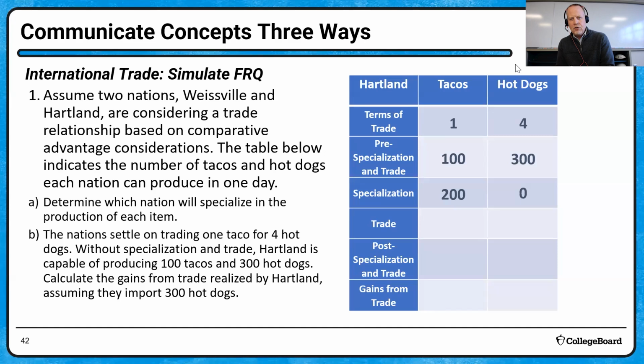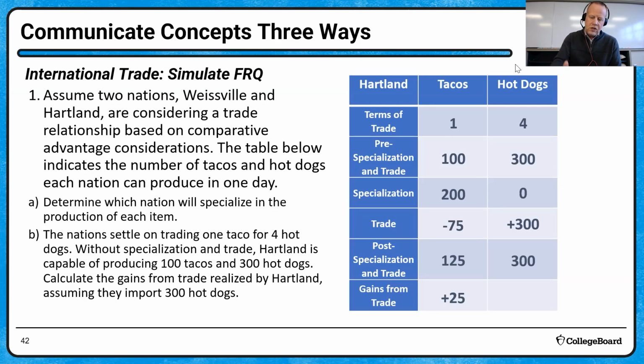In order to acquire those 300 hot dogs, what do they have to do? They have to give up some tacos. With terms of trade being 1 to 4, they're going to have to give up 75 tacos in order to acquire 300 hot dogs. Again, we're just applying the ratio here, applying that exchange rate, the terms of trade of 1 to 4. When they do that, after specialization in trade, they're going to wind up with 125 tacos and 300 hot dogs, the same 300 hot dogs they had on their own. So ultimately, what are their gains from trade? They gained an additional 25 tacos.